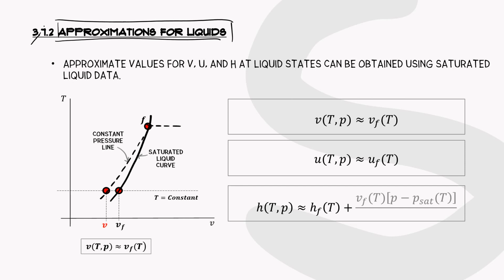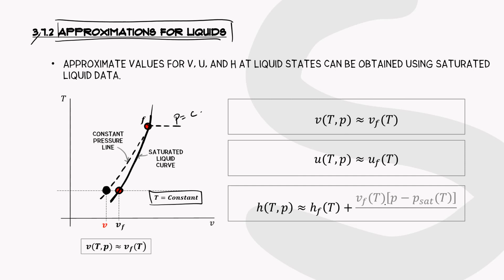So here's our saturated liquid line, and here's the dashed line, which is the constant pressure line, so P is equal to C. Let's say we want to find this point. In order to find this, we just approximate that the specific volume at this point is simply the specific volume of saturated liquid at this temperature.